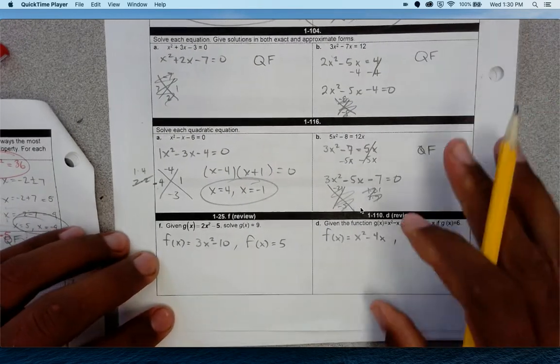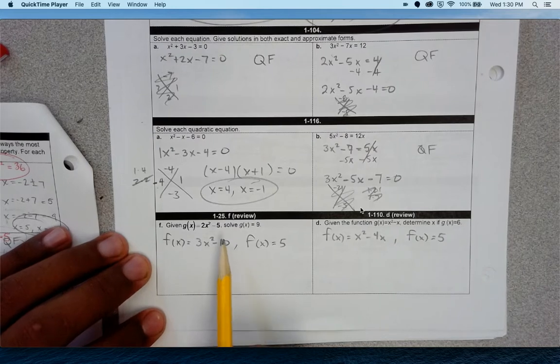Okay, so this last one on the bottom, or last couple here on the bottom. This is kind of review, but notice we have a square term this time.